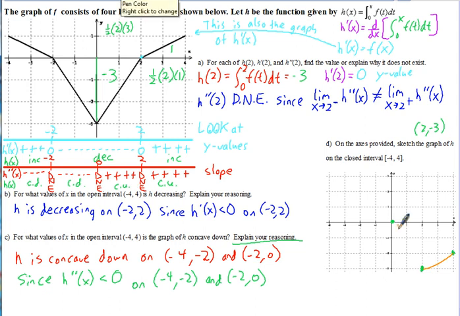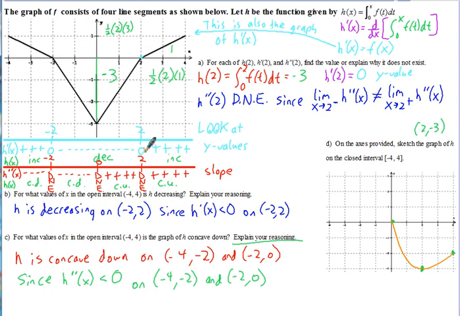So we'll go with that. Decrease. Try our best to level it off there at 2, because we know at 2 the slope is 0.